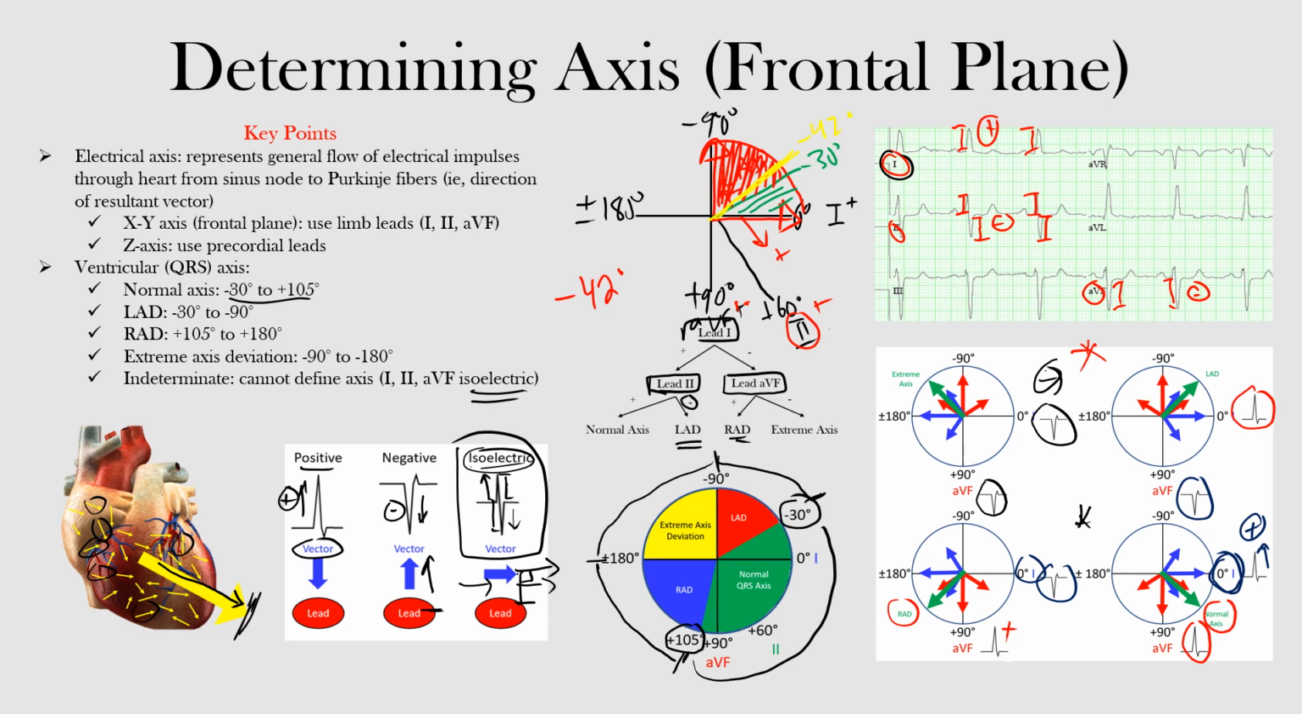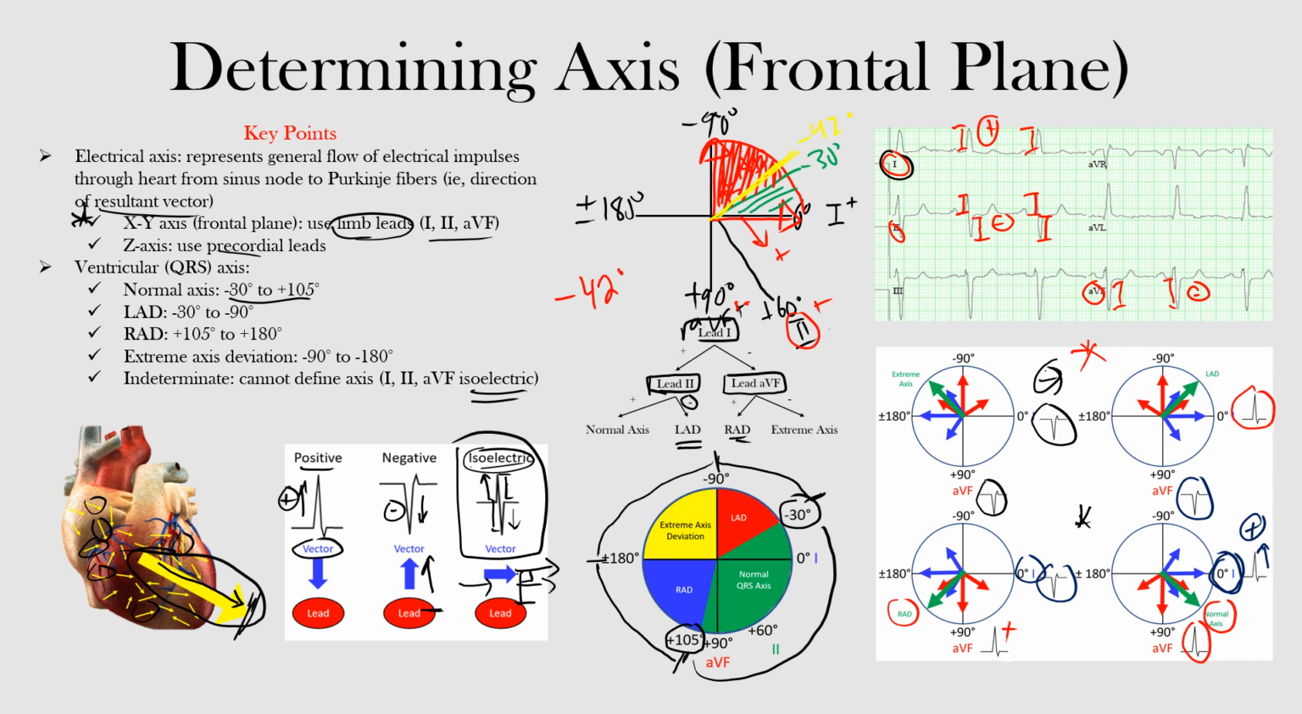All right, let's briefly review what we discussed before we end. So the electrical axis represents the general flow of electrical impulses through the heart from the sinus node to the Purkinje fibers. We said this is the direction of that resultant vector, this here. And we're talking about the axis in the frontal plane, the XY axis, so we use these limb leads. When we discuss the Z axis, we'll use the precordial leads, different axis, but we're focused here on this XY axis. We talked about specifically the ventricular axis, and we use these methods to find it, what was normal and abnormal, but you can use these same concepts for different waves, the P wave, the T wave, as well as segments, such as the ST segment.